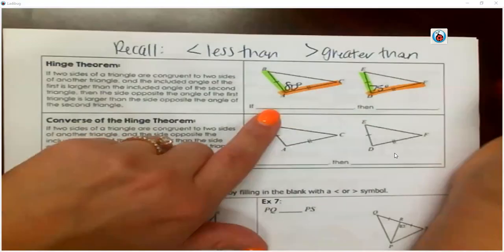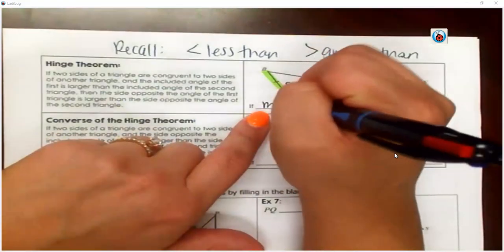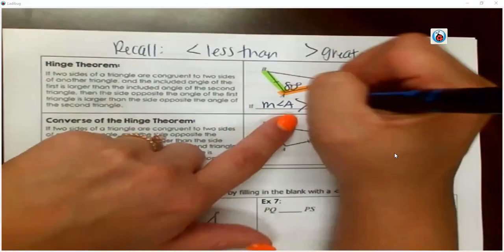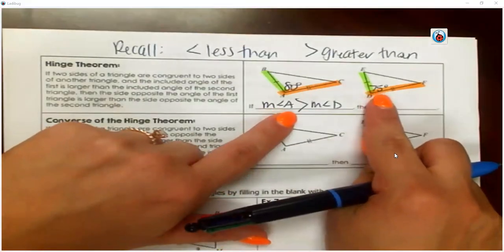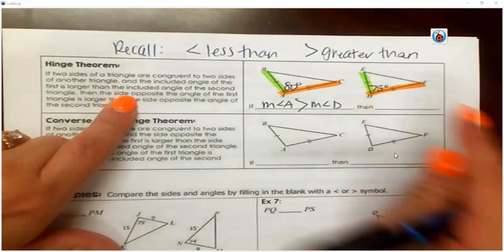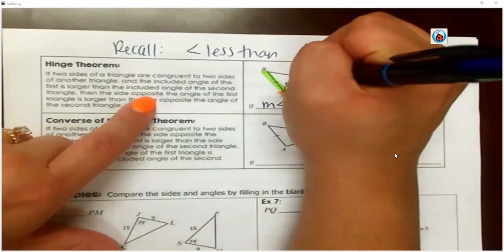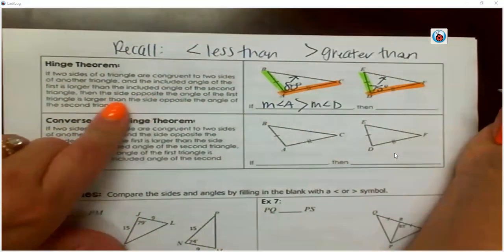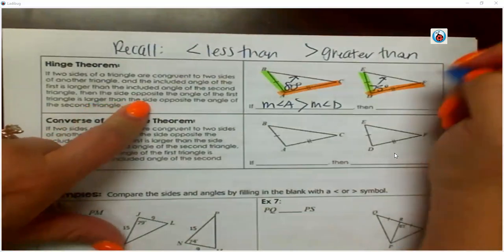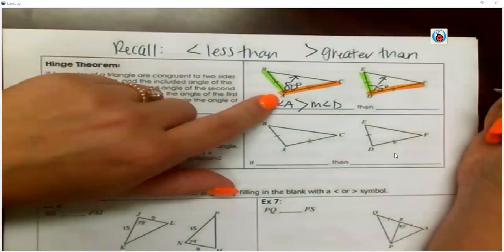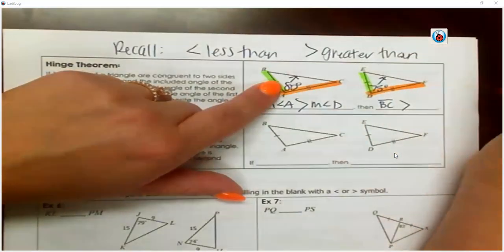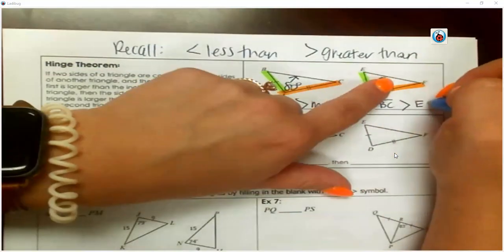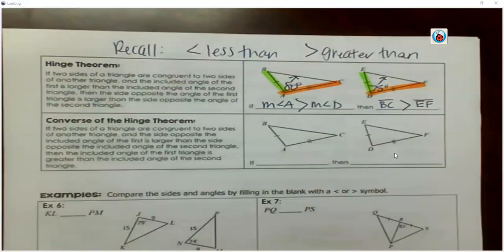Well, in this case, the measure of angle A would be greater than the measure of angle D, because 80 is greater than 75. Then that means that the sides opposite also are going to be considered larger for one versus the other. So this side, BC, has to be greater than this side, EF.